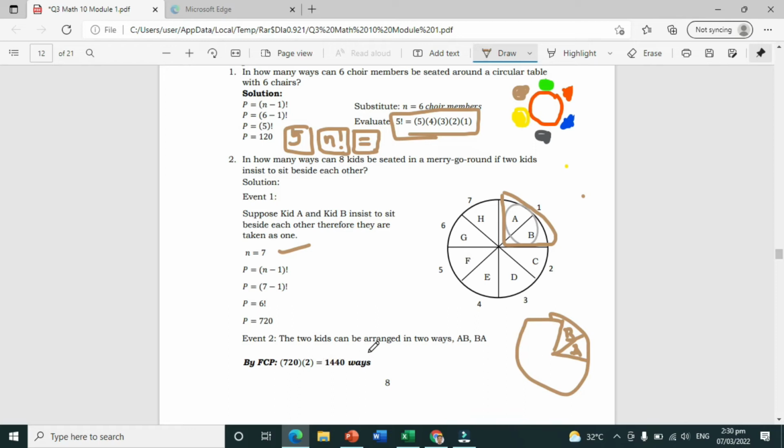So, the 2 kids can be arranged in 2 ways. It's either AB or BA. So, in other words, from 720, we will multiply the 720 by 2, since here we still get 720. So, 720 times 2 is 1,440 ways.